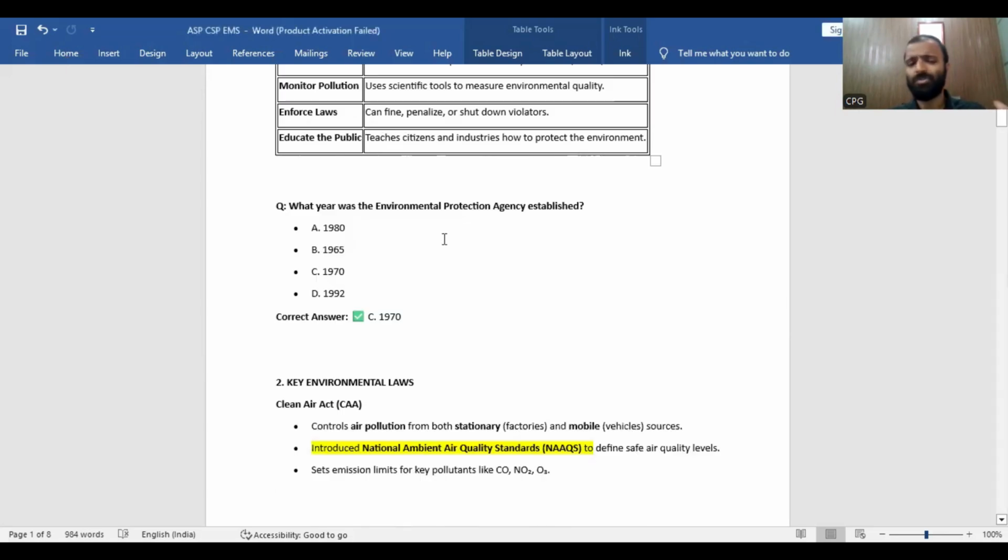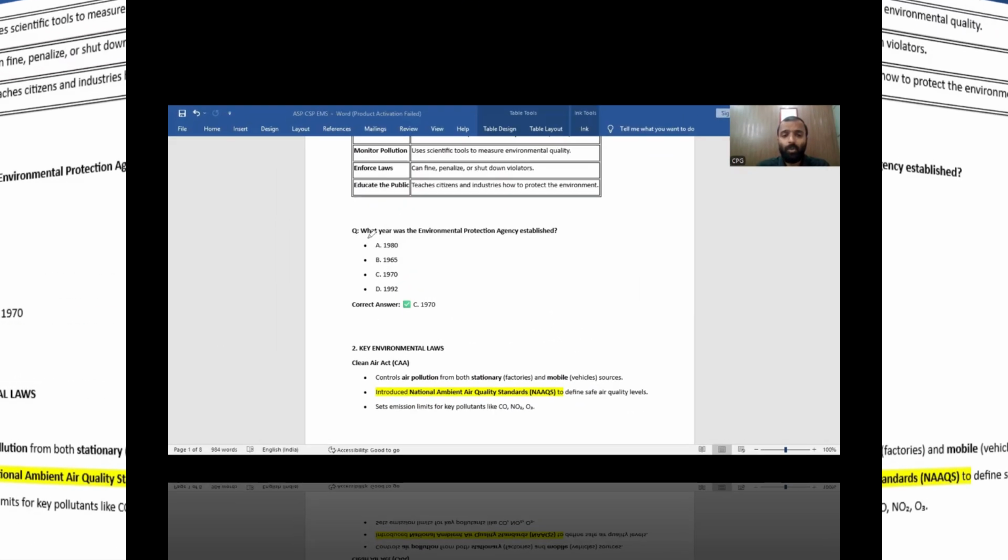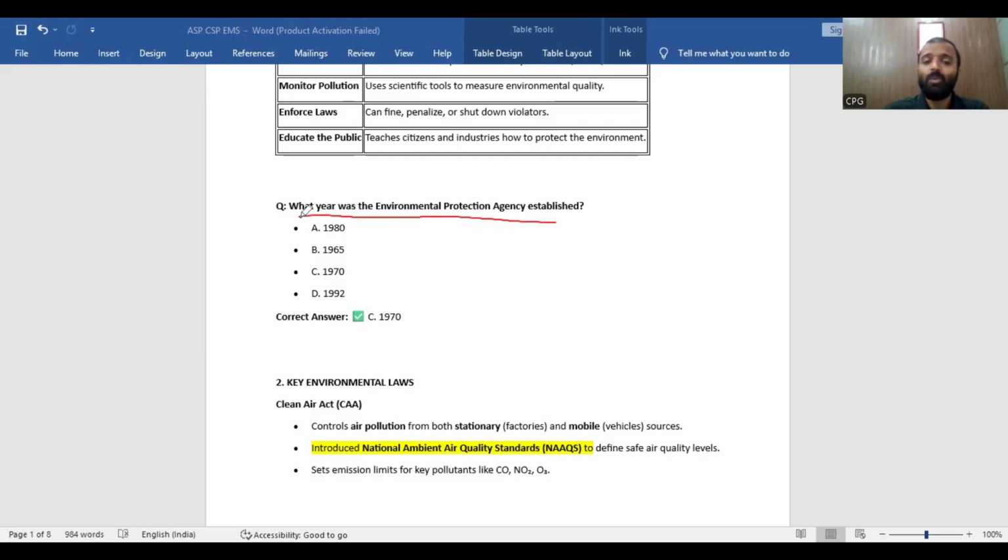Similarly, all the countries would have their own environmental protection agency, known by different names. Now, the question would be like this: in what year was the Environmental Protection Agency established? 1970. Very simple. This is very important.